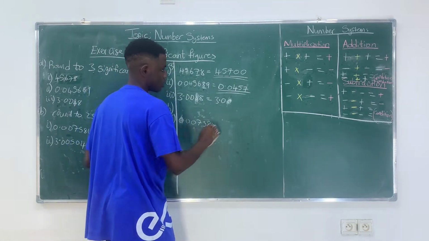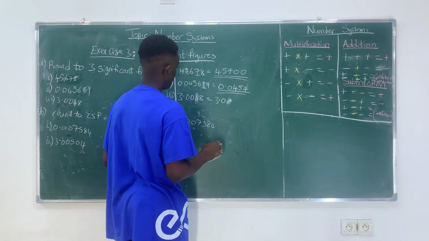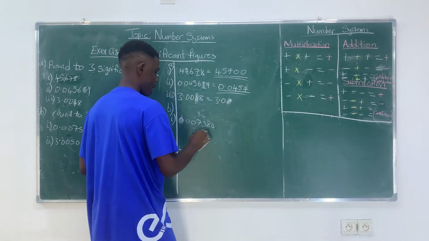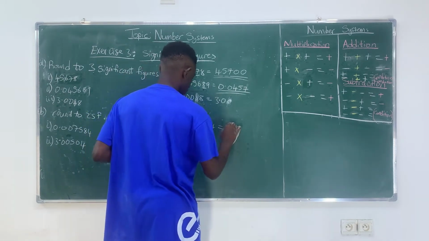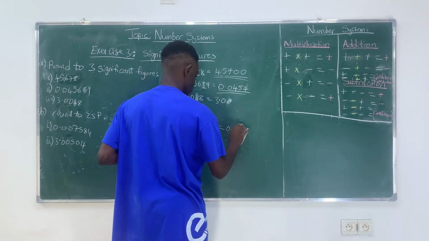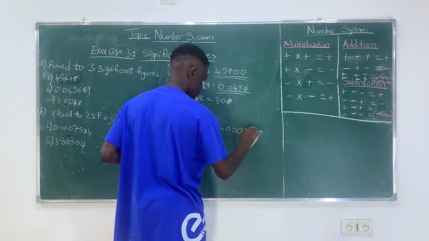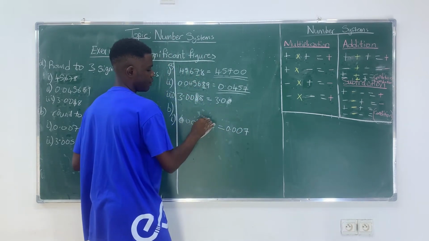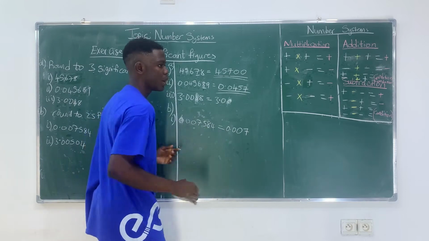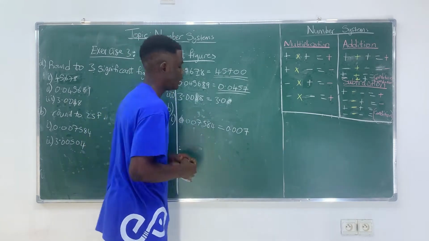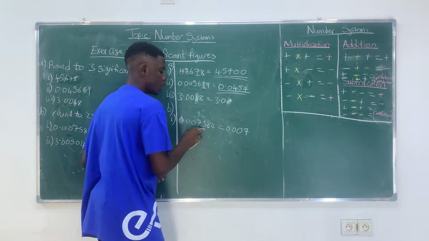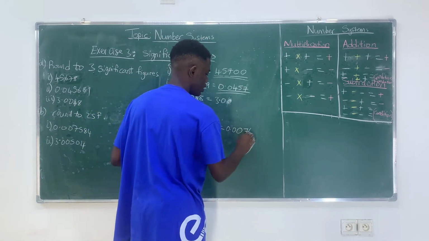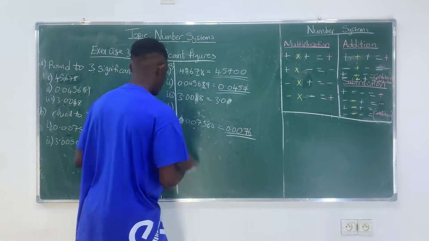So to round this to 2 significant figures, it will be equal to 0.007, and before writing 5, we check the next number. Is the next number greater than or equal to 5? Yes, the next number is 8. It is greater than 5. So we round this 5 up to 6.